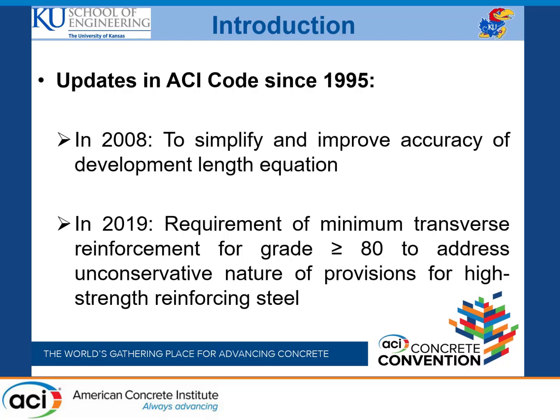Since then, there have been only two major updates in the ACI code regarding the development length equation and provisions. One in 2008, based on our past study at KU, to simplify and improve the accuracy of the development length equation. And another in 2019, with the aim to partially patch the unconservative nature of the provisions for high-strength rebar. That provision requires transverse reinforcement in the lap splice region.